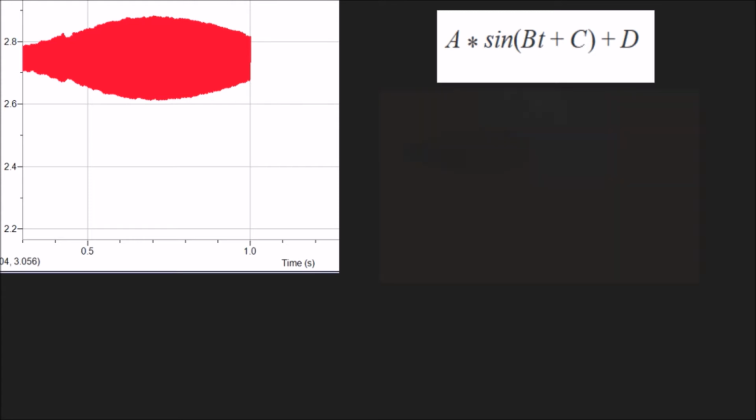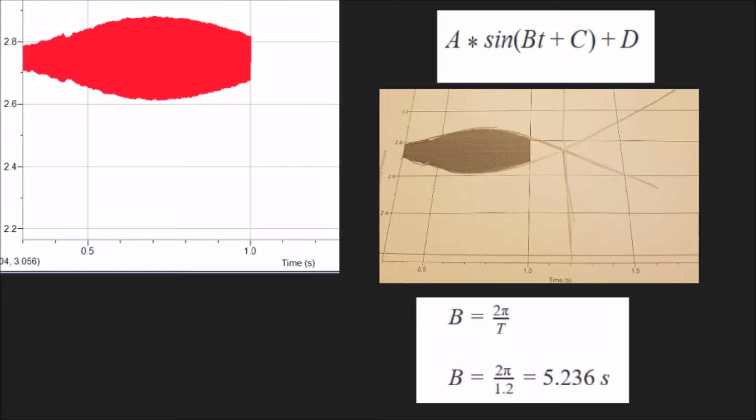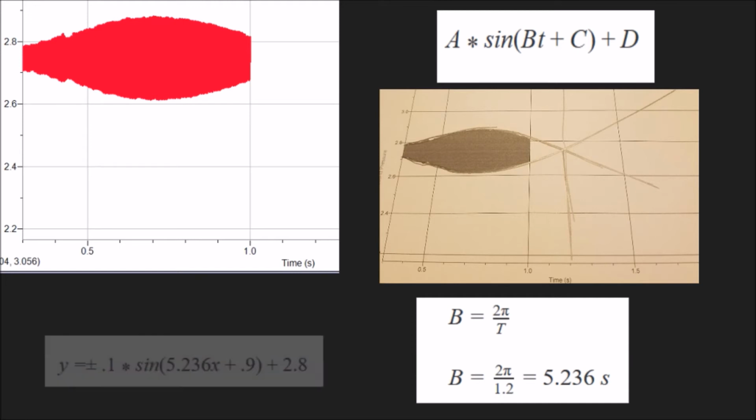To find period, we sketched the graph and found that the period is about 1.2 seconds. We plugged in period for t and got the frequency of about 5.236 seconds. D was given to us by the program.